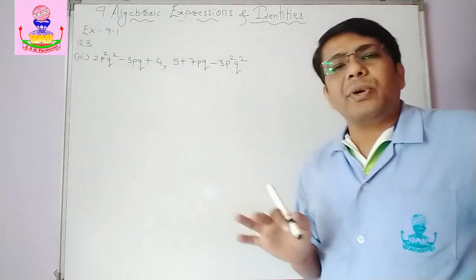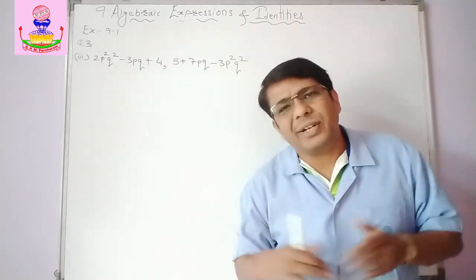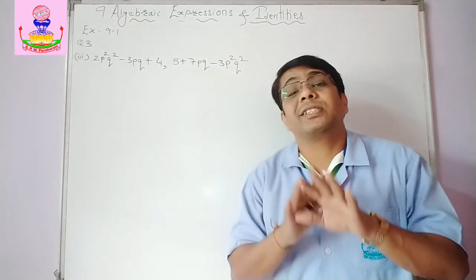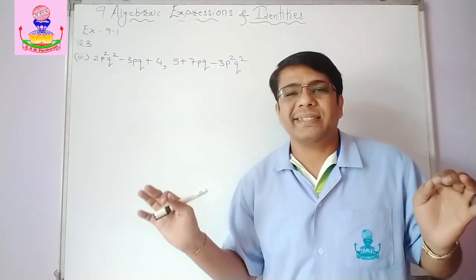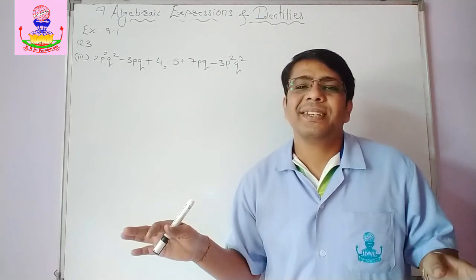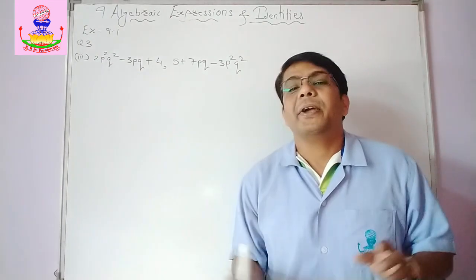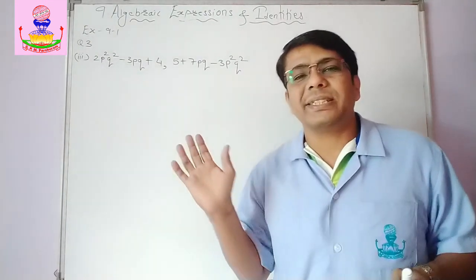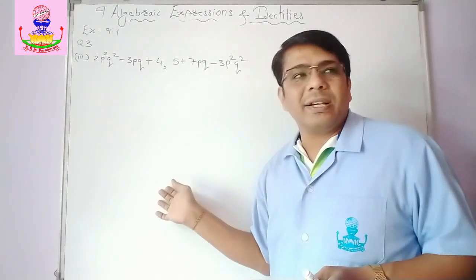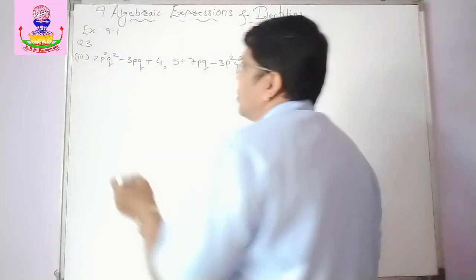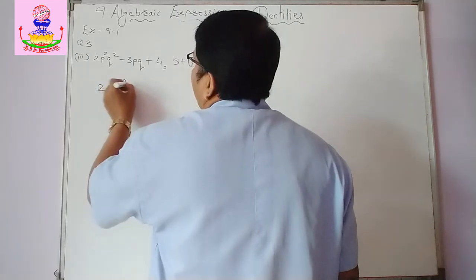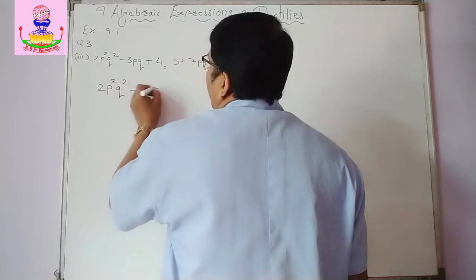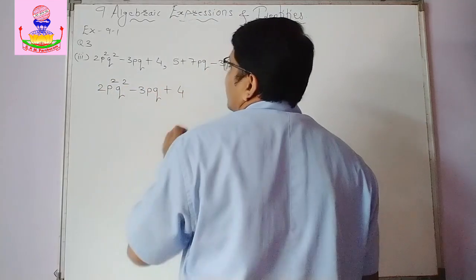Now here also we are going to follow the vertical method. You can do it by the horizontal method also. Doesn't matter. The thing is you do it correctly. You follow the correct operations, you will get full marks. But as in the book it is the vertical method, we are going for the vertical method only. So 2p square q square minus 3pq plus 4.